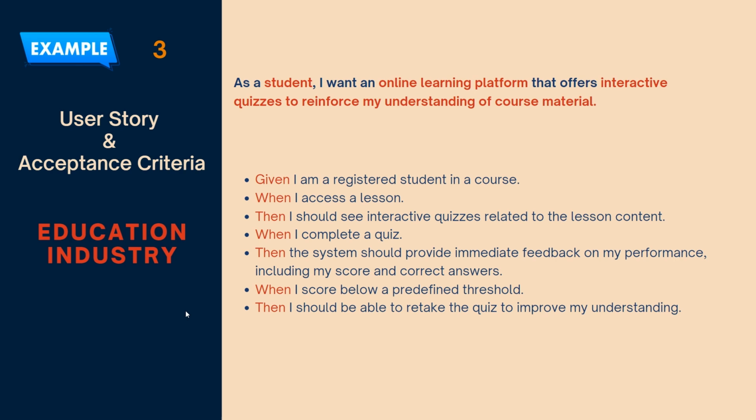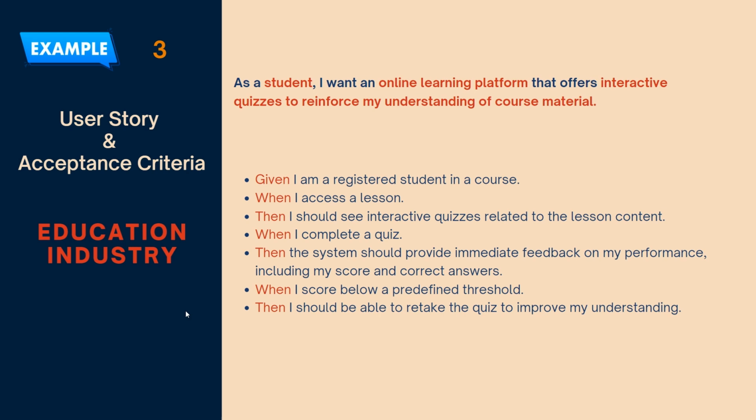Now, the acceptance criteria says, given I am a registered student in a course. So, the scenario is talking about you are in the website or application where you are a registered user, and you have logged in as a registered user and you are in the course, any specific course. When I access a lesson. So now a student is accessing a lesson, and when the student is accessing the lesson, then a student should see the interactive quizzes related to that particular lesson content. So that is the expectation for the developer.